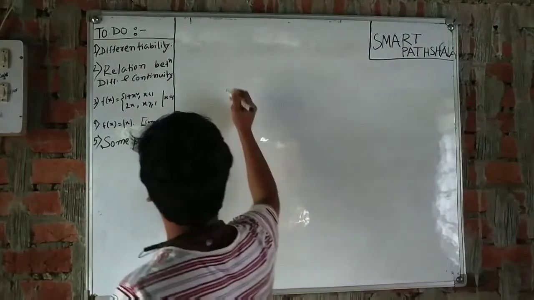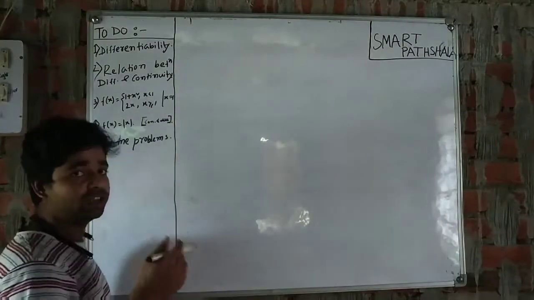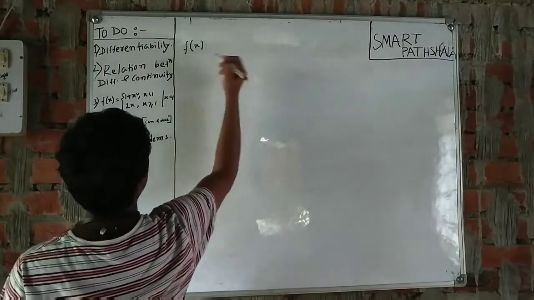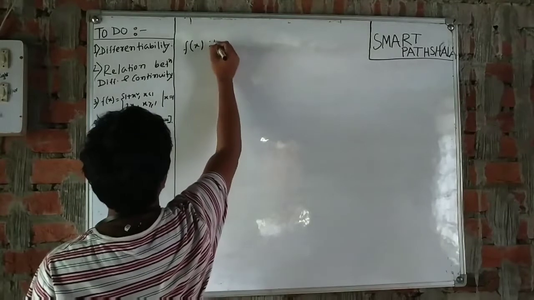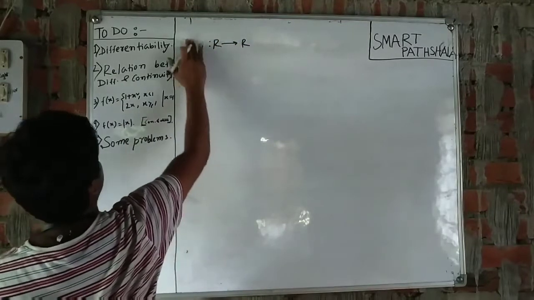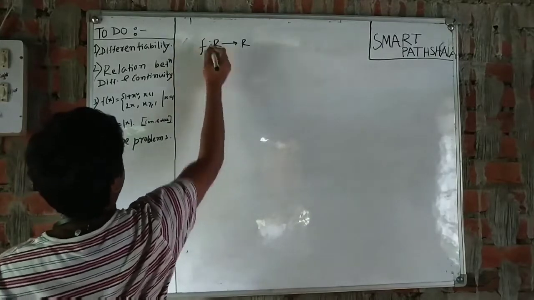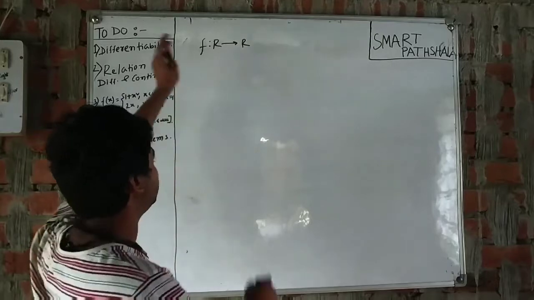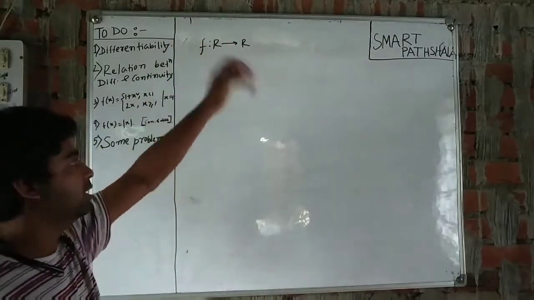So, a function f of x, suppose f of x is a function such that it maps from R to R. F is a function which maps from R to R, that is, the domain and range both are the real numbers.